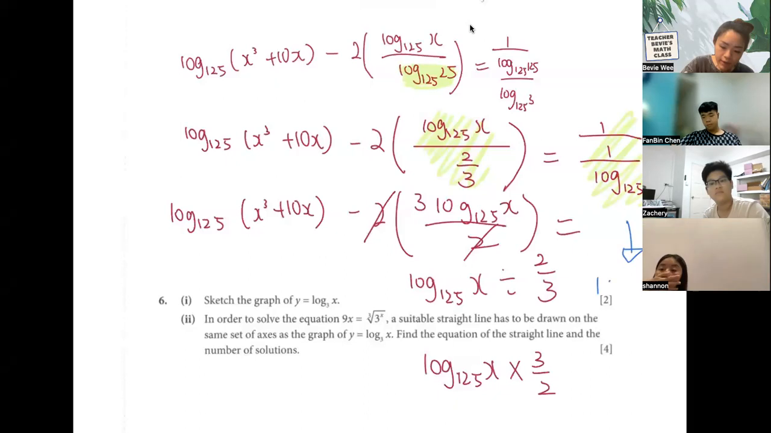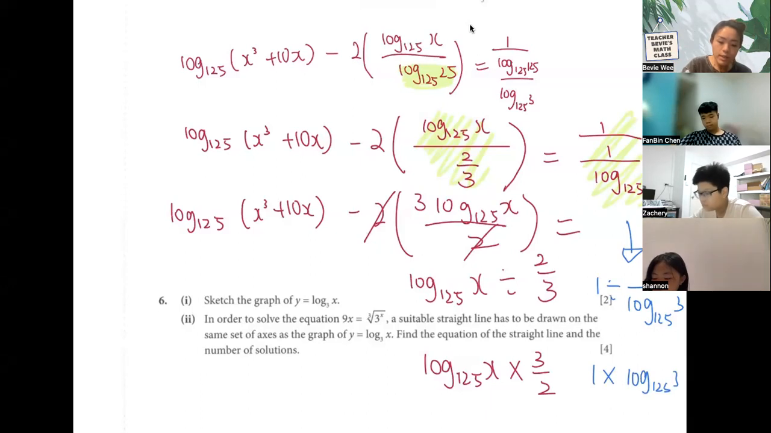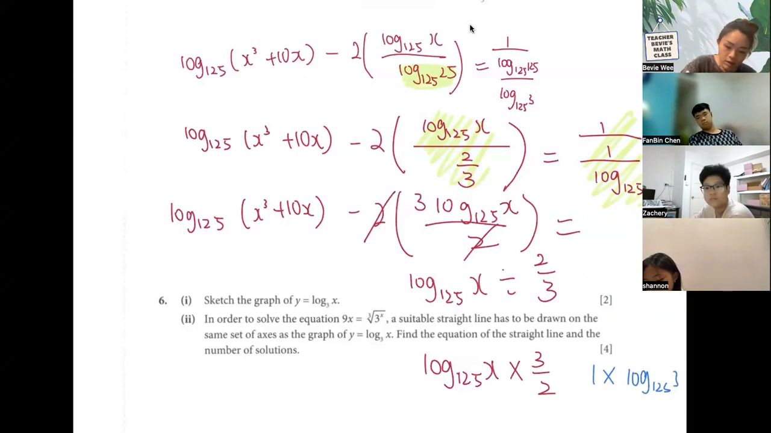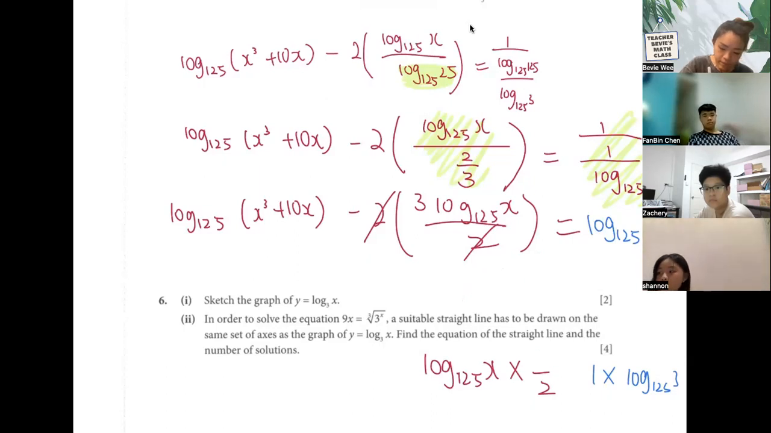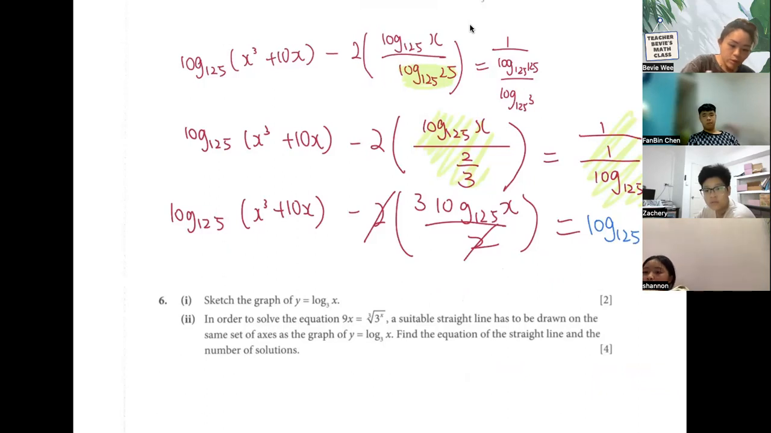This is 1 divided by 1 over log 125 of 3. You just need to know this is a constant. So I keep, change, and flip. So this entire thing, it just gives you what? Log 125 of 3 times 1 is still log 125 of 3, right? Okay, so this entire thing, I'm going to rewrite it as log 125 of 3. So far, so good?